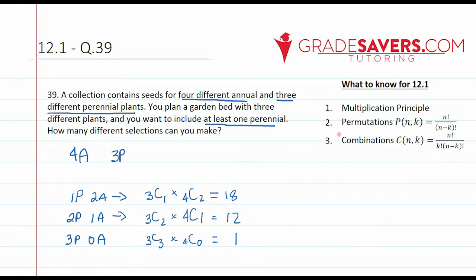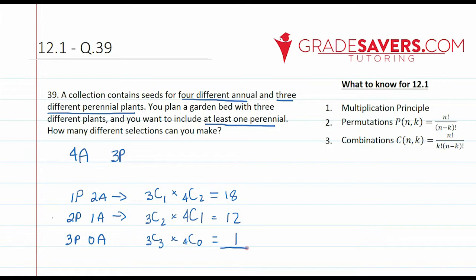And we multiply because of the multiplication principle. This is the number of ways we can choose the perennial plants. This is the number of ways we can choose the annual plants. We multiply them together to figure out the total number of combinations of choosing 1 perennial and 2 annual, or this combination, and so on and so forth.